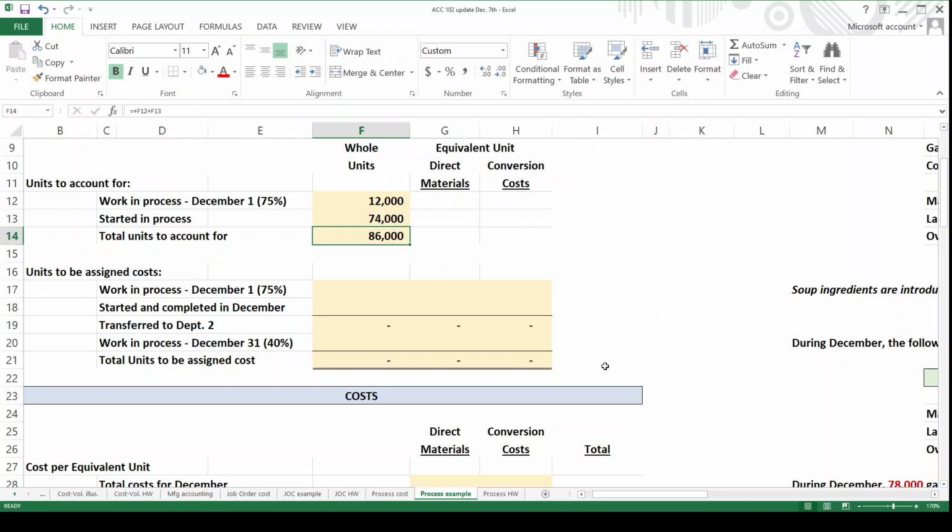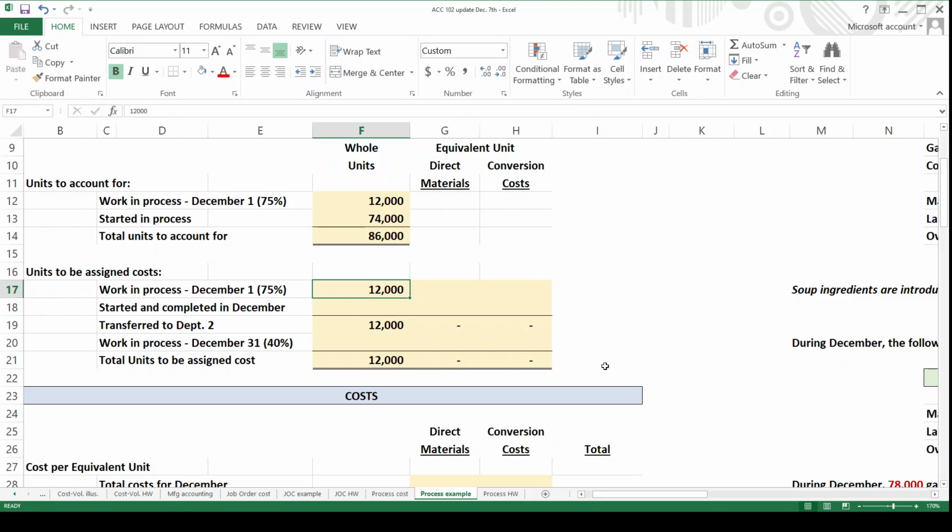Okay, so we have 86,000 units that we have to account for. All right, so let's look at this. Now we do a calculation of equivalent units. In the beginning WIP, we had 12,000 units.